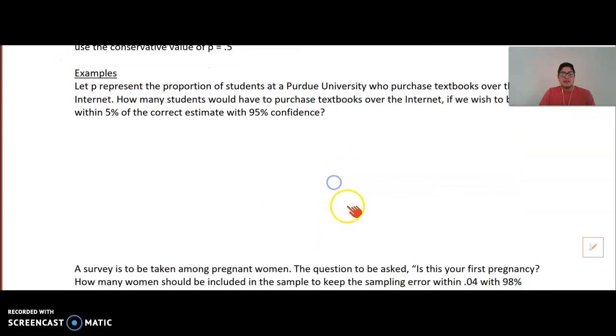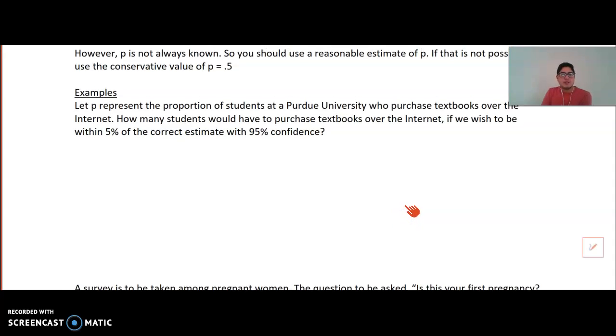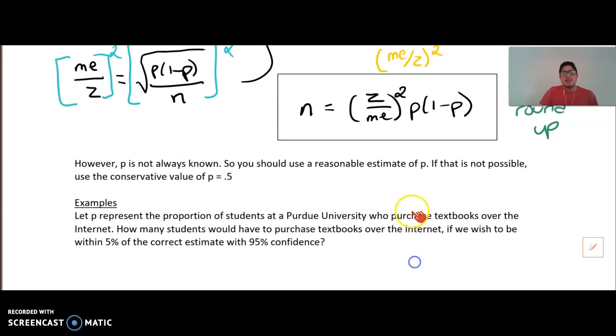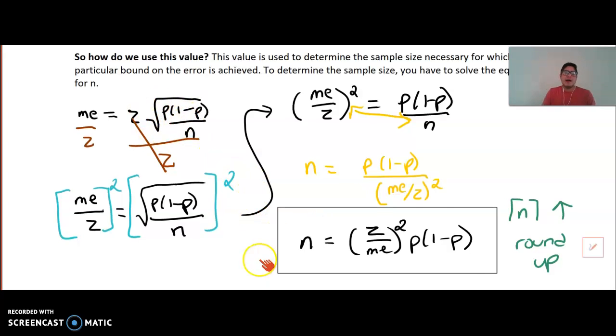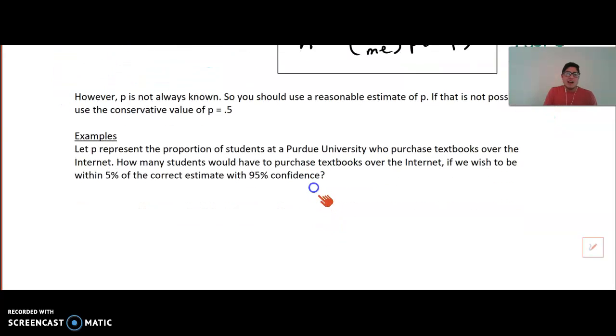So let's take a look at an example here. Let p represent the proportion of students at Purdue University who purchase textbooks over the internet. How many students would we need to survey if we wish to be within 5% of the correct estimate with 95% confidence? So we would take our point estimate plus or minus 5% with 95% confidence. So back to the formula here. Of course, you could just start from the general margin of error and work backwards, but we already did this painful algebra, might as well use it.